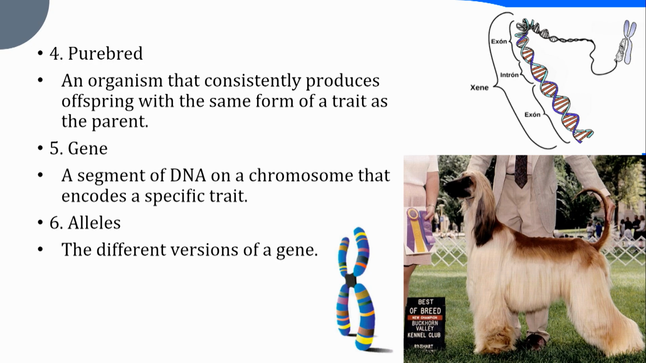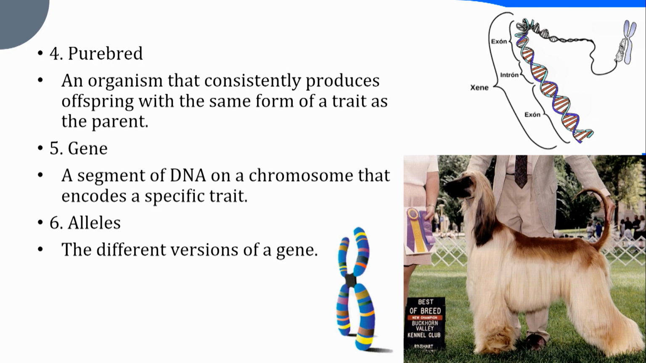Okay, another term we need to know about is a purebred. Okay, a lot of times you'll see this word in conjunction when they're talking about either a horse or a dog. Okay, a purebred is an organism that consistently produces offspring with the same form of a trait as the parent. Offspring are usually homozygous dominant or recessive, which means they have two alleles that are the same for a particular trait. And that means when they reproduce, you can be certain what type of traits they're passing on.